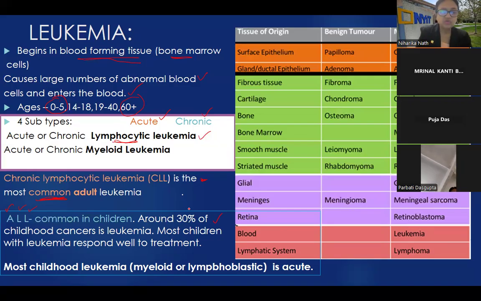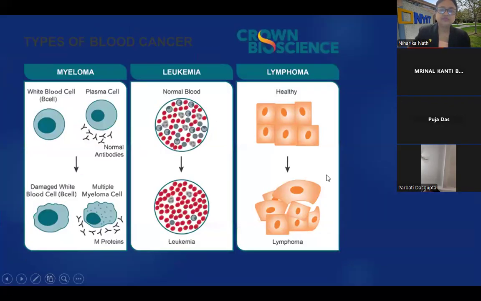Most childhood leukemia, whether it is lymphoblastic or lymphocytic, is mostly acute. So in children, the treatment cannot wait. It is acute, it is going to get severe, and it's going to go really fast. So the treatment cannot really wait for the kids. Let's look at a little diagram I had for you here.